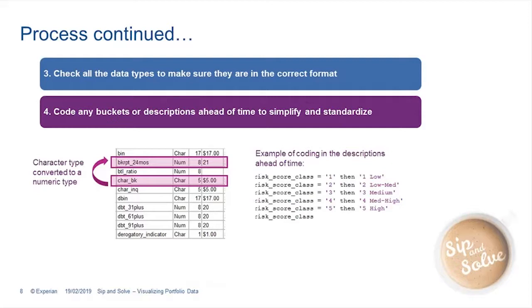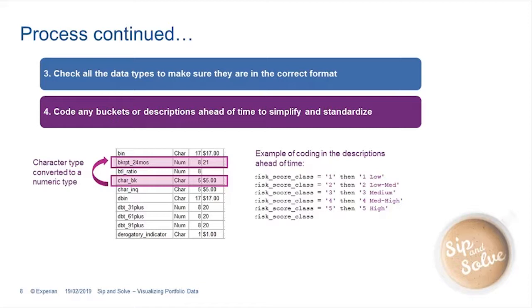And in this case, you can see that char BK is a character field, and I converted that during the coding to bankruptcy 24 months, which is a numerical value, and that allows me later on to add those and average them, et cetera.